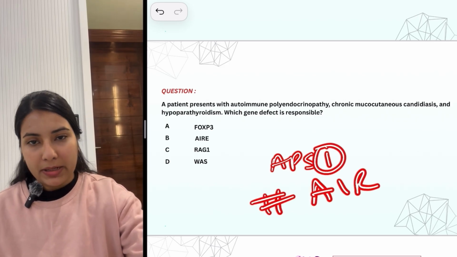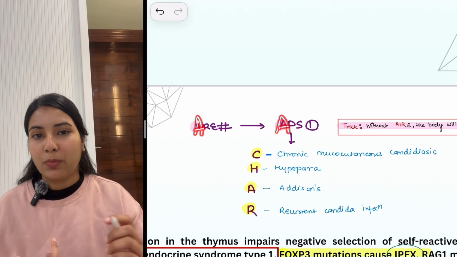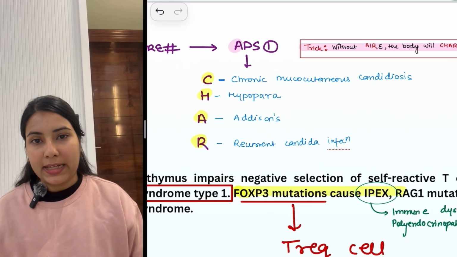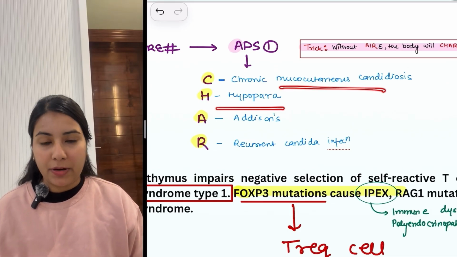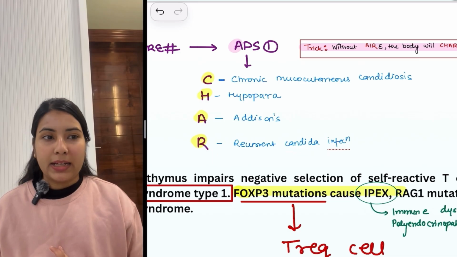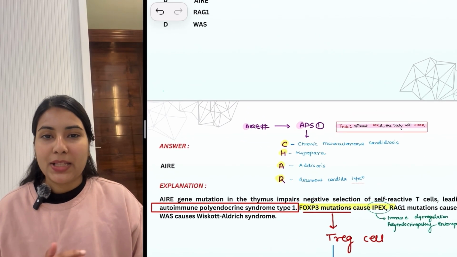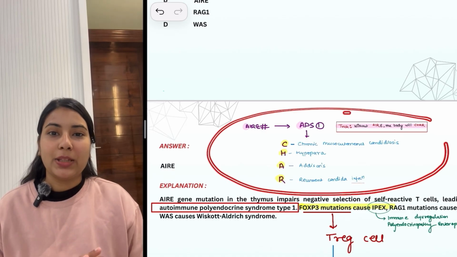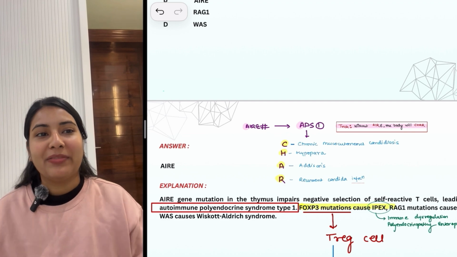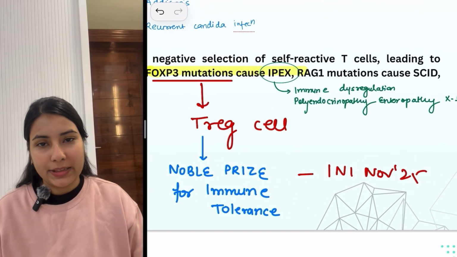A for A we will remember. So this has a trick that when the body doesn't get air, it gets charred. So C for chronic mucocutaneous candidiasis, H for hypoparathyroidism, A for Addison's disease and R for recurrent candida infections. So these are the features of APS1 syndrome, and this is due to the defect of AIRE gene. So without air the body will char, right? This is the trick. Now let's look at the other options.